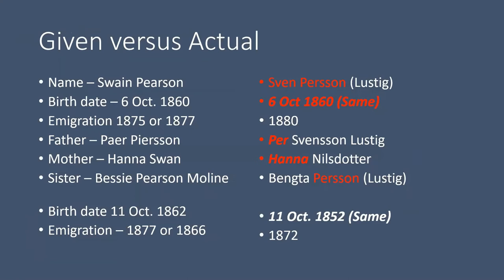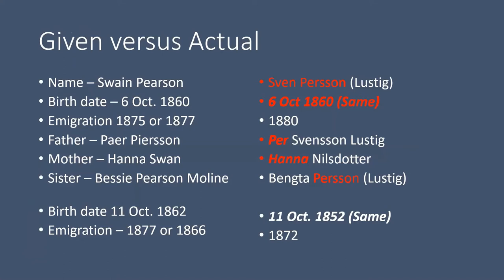So again, we have a given name of Swain Pearson, but the actual was Sven Pearson, and then he had a military name. So that was what was in the Swedish records. The birth date matched, immigration date didn't, and that's very common. The father pair, that was equivalent.